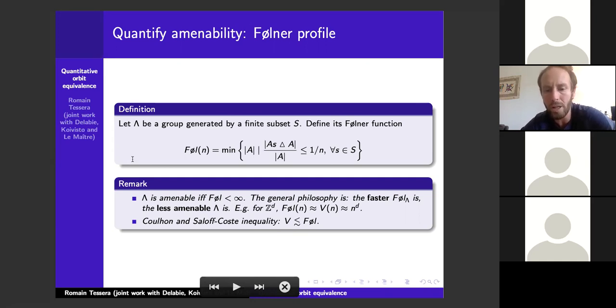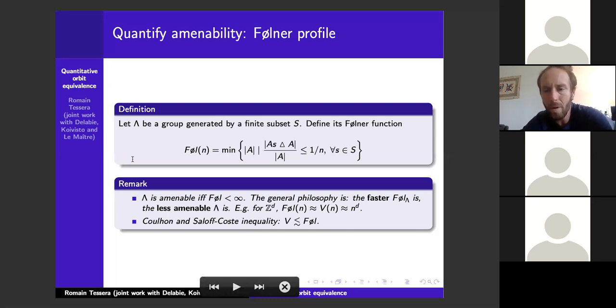Actually, there is a general inequality between the volume growth and the Følner function. The volume growth is always less than the Følner function. And in many instances, they are the same. Like the Lamplighter, for instance, is going to be exponential, both of them. And for Heisenberg, it's going to be n to the 4, because they are going to be the same. Growth will be the same as the Følner function, okay?